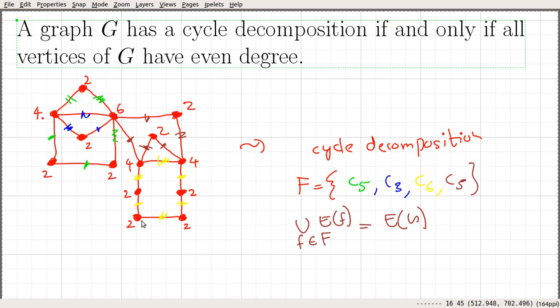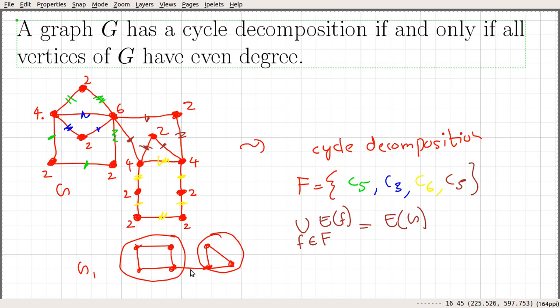So let's consider another graph which looks something like this. Let that graph be G1. Here we can see that no cycle decomposition for this graph exists, right? What we could do is put this into the family and this into a family, and we are left with this edge. That edge doesn't correspond to a cycle, that's a path. That's a path subgraph of this graph. So for this graph no cycle decomposition exists.